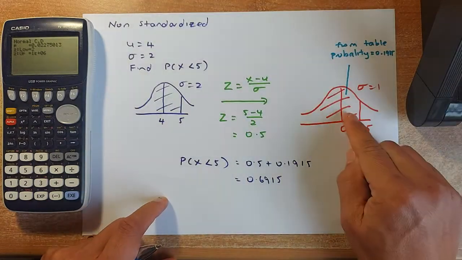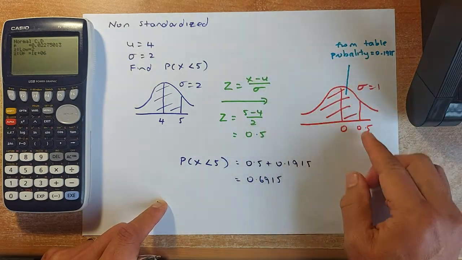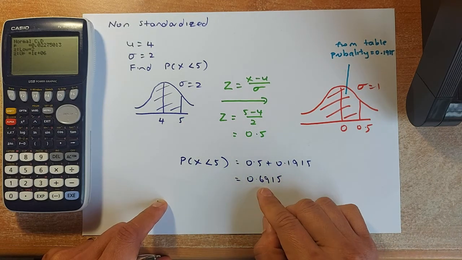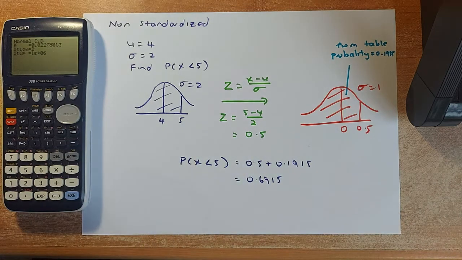So that area is 0.1915, but you need to add the 0.5 here. So 0.5 plus 0.1915, add them up, and the answer is 0.6915.